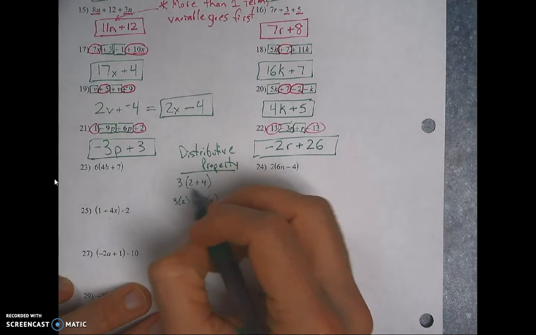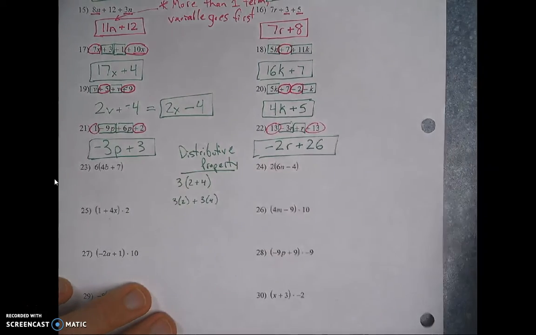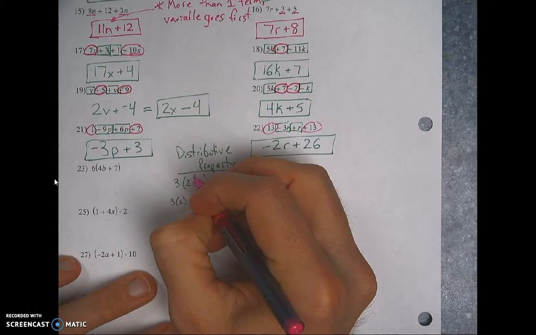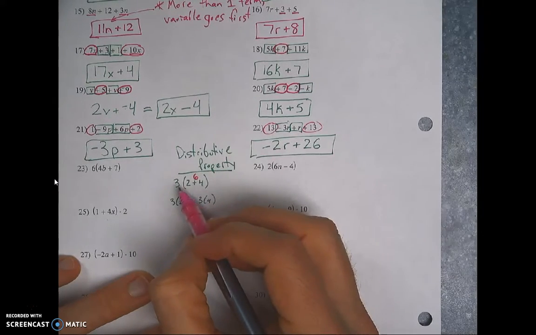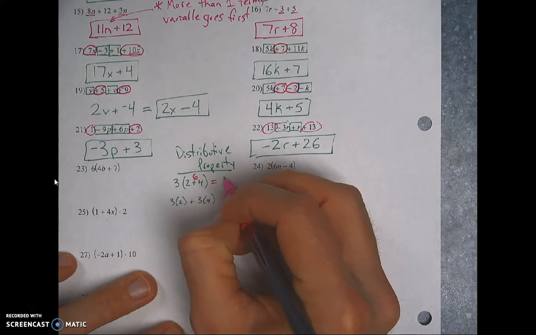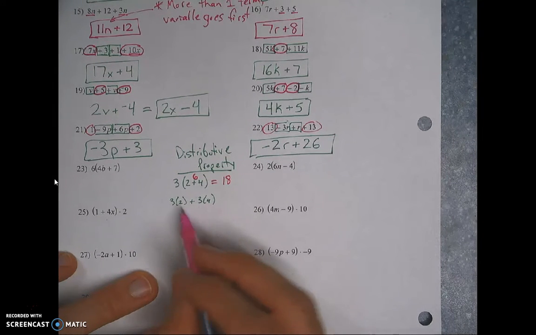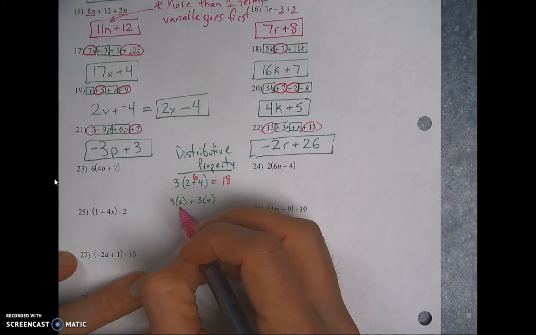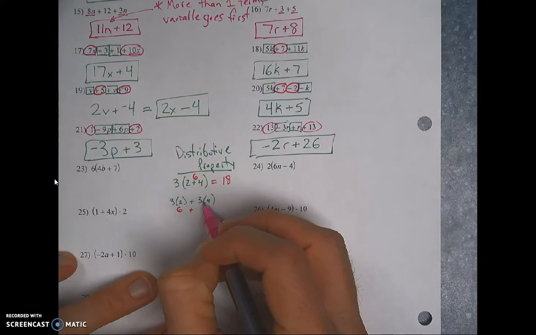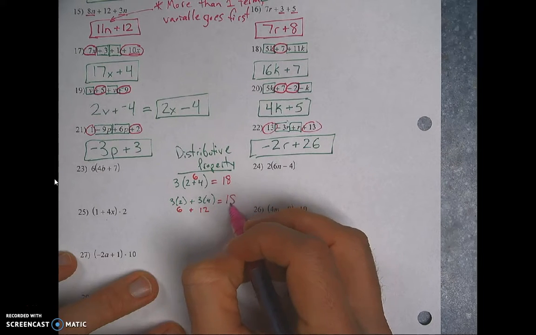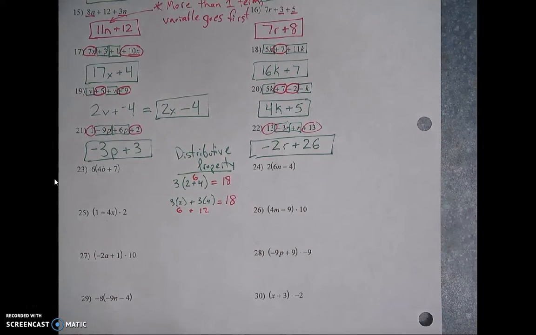If I was going to actually figure this problem out, I'm going to take the inside of the parentheses first. 2 plus 4 is 6. And then I'm going to multiply the 3 times the 6. So this equals 18. And if I follow this one down here, 3 times 2 is 6, and 3 times 4 is 12, and if I add them together, it's 18. So this is the distributive property. It says that you're allowed to do this.